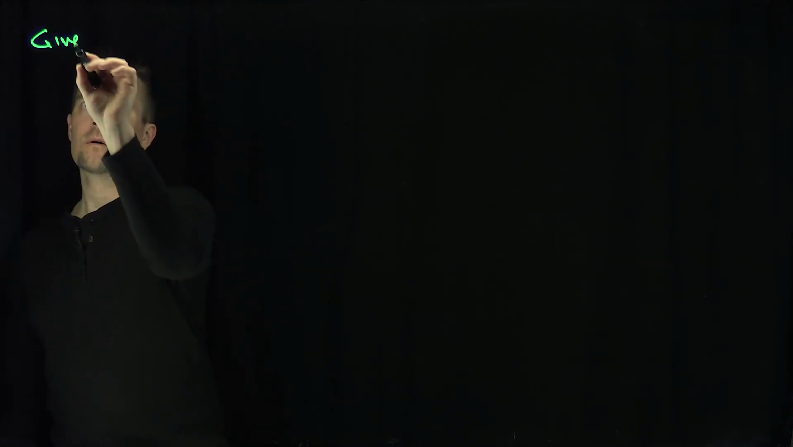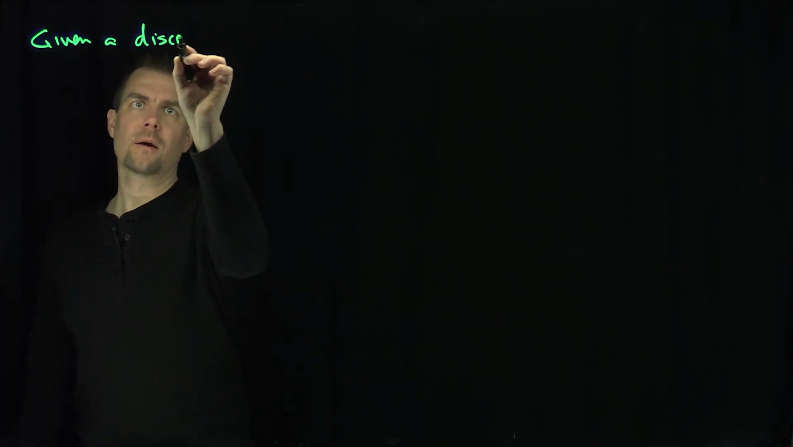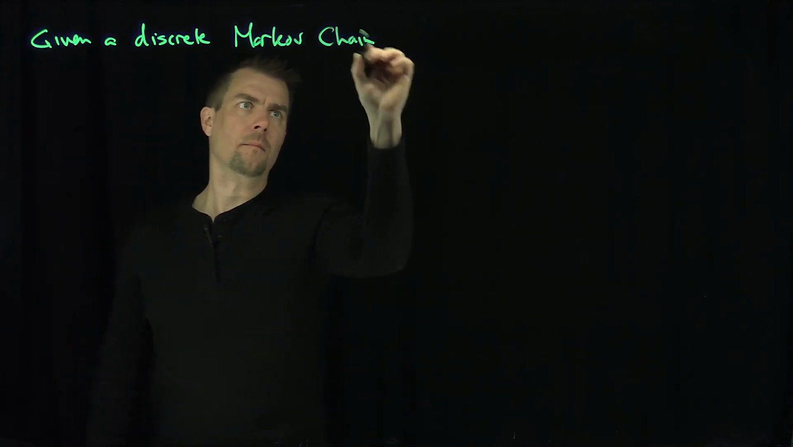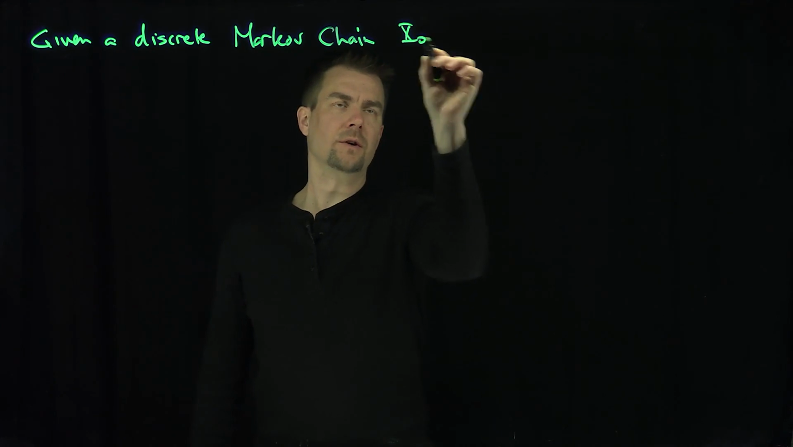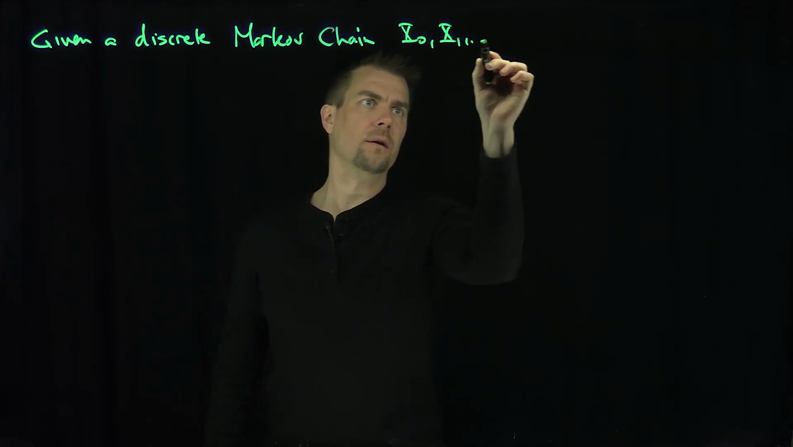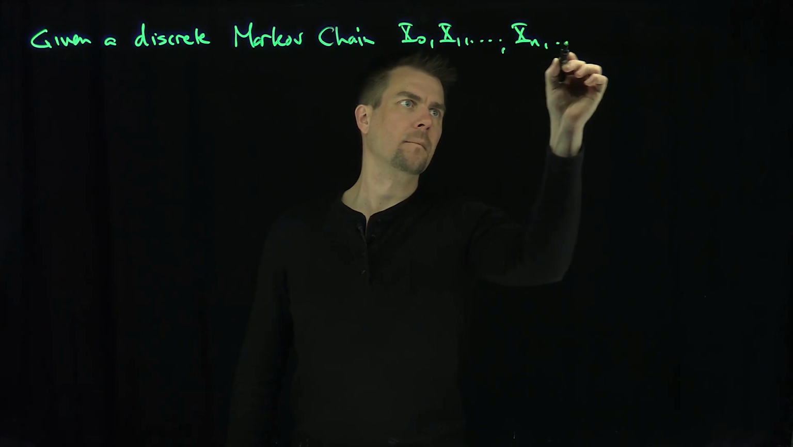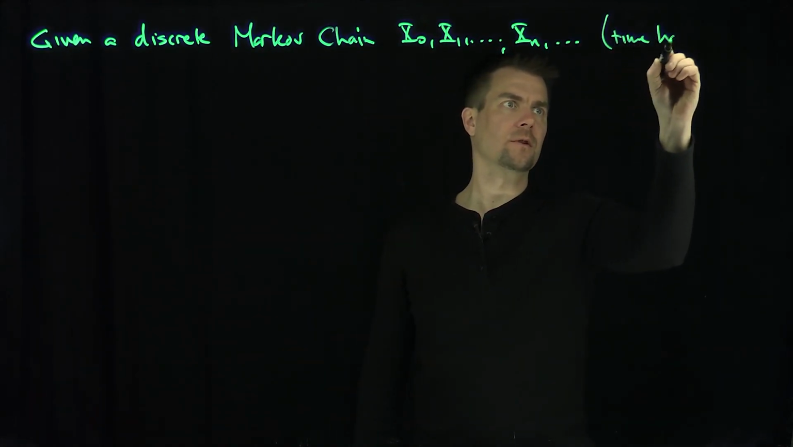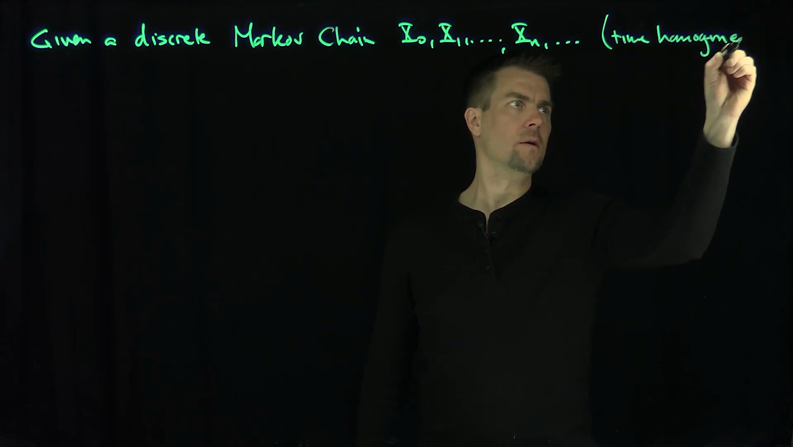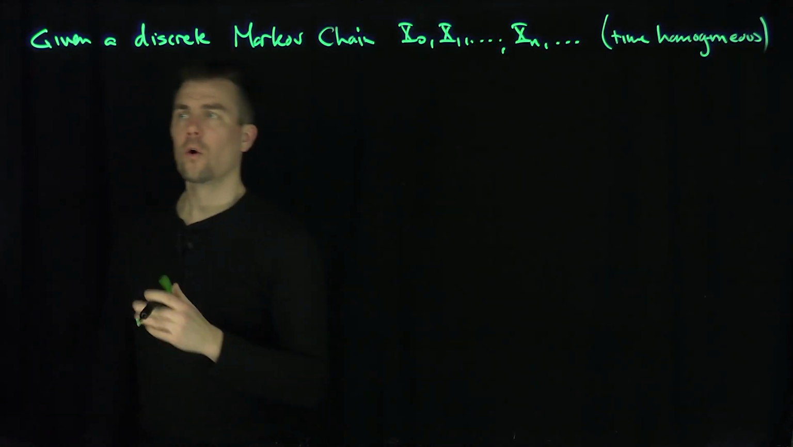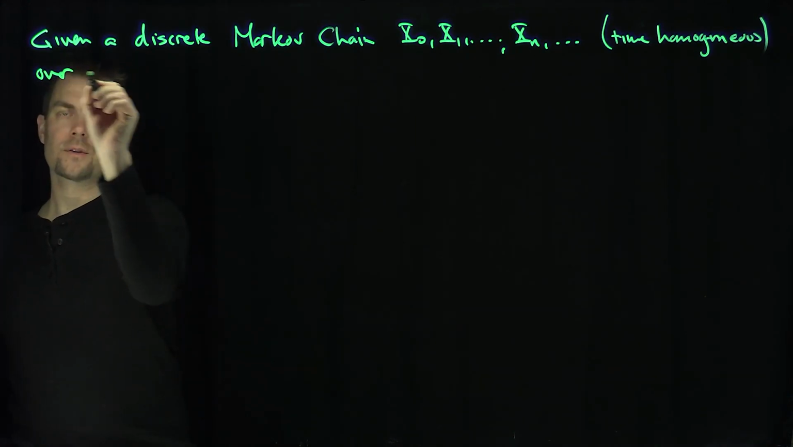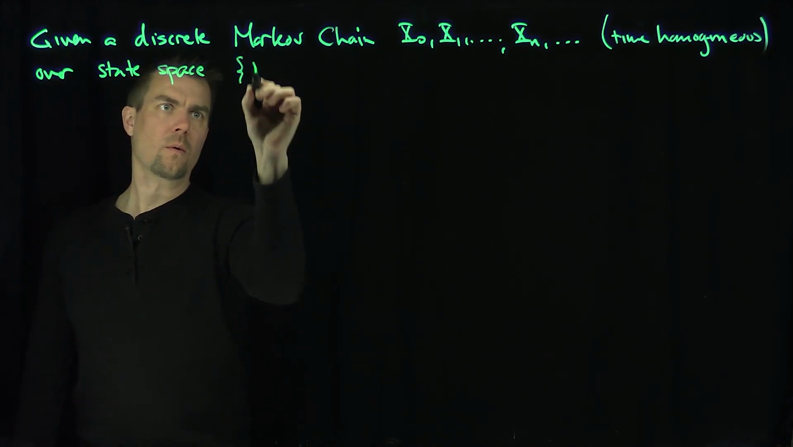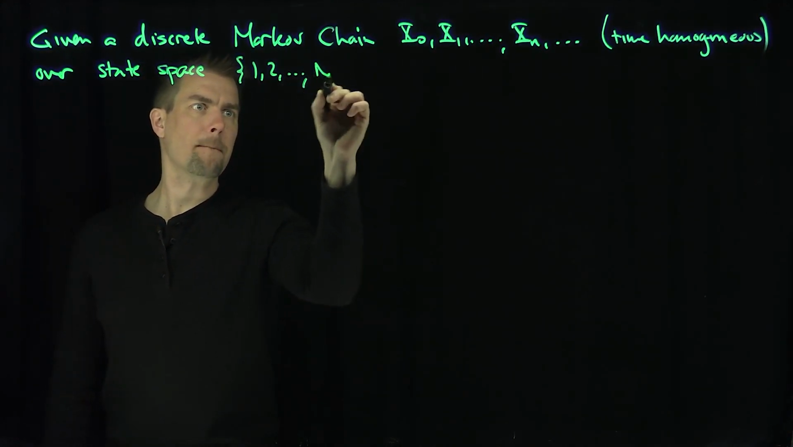So given a discrete Markov chain x0, x1, xn, all the way down forever. And let's assume it's time homogeneous too, to make my life a little bit easier. Over a discrete state space 1, 2, all the way up to n.